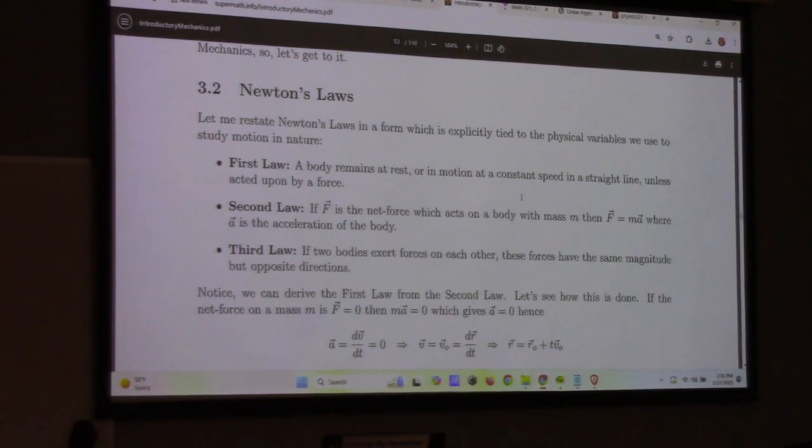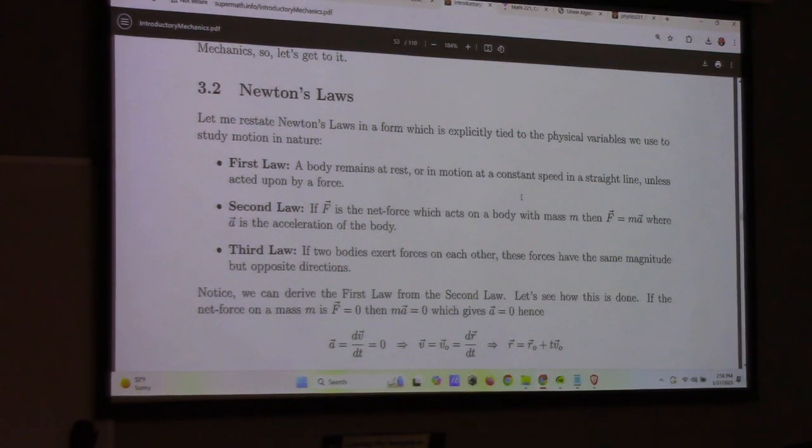First law: a body remains at rest or in motion at a constant speed in a straight line unless acted upon by a force. That's Newton's first law. See, now we're using words that we've defined in here: speed, straight line. I don't know if we've defined that in here, but I can define straight line for you if you like. Second law: if F is the net force which acts on a body with mass m, then F equals ma, where a is the acceleration of the body, and that's it.